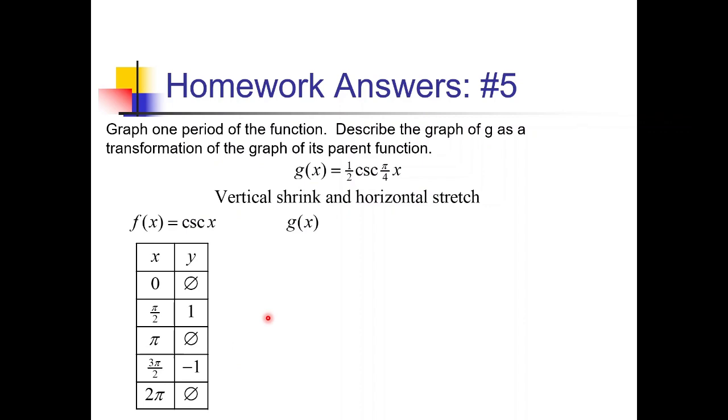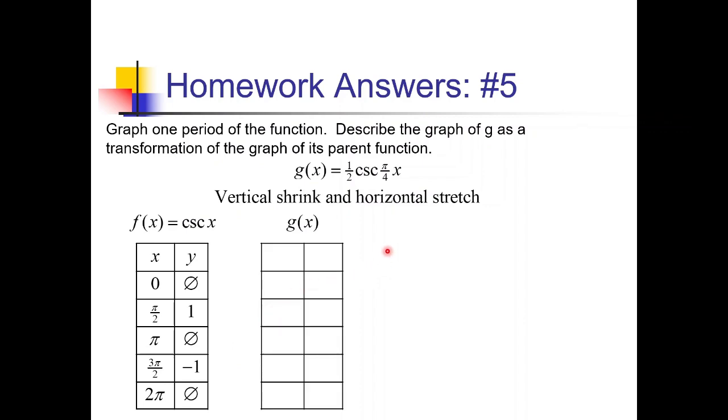Now for the g function, for the x's, since we're multiplying by pi over 4 in the function, that means we're multiplying by the reciprocal 4 over pi for the rule here. So we have 4 over pi times x. And then we are doing 1/2 times the y values for the output. So we have 4 over pi times all these x values. So I'm basically going to divide by pi and then multiply by 4 for each of these.